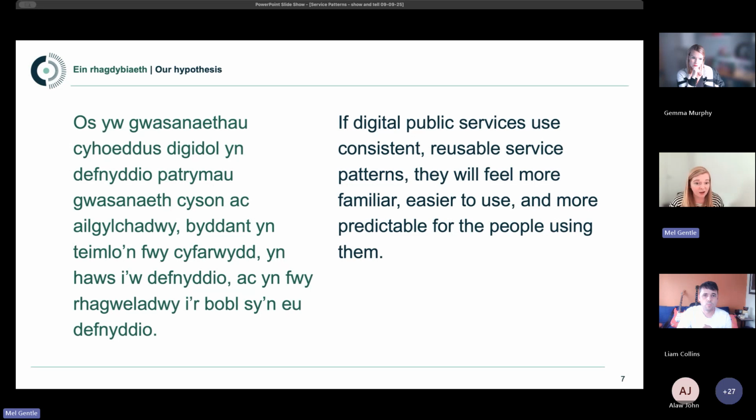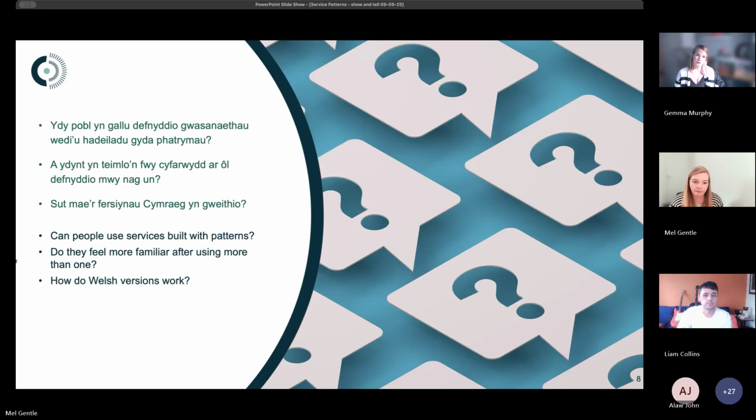In other words, people wouldn't have to relearn every service from scratch. They'd recognise, or start to recognise, that flow in them, and that should help build confidence and make things easier for them to use. So to test that hypothesis, we asked some simple but important questions.